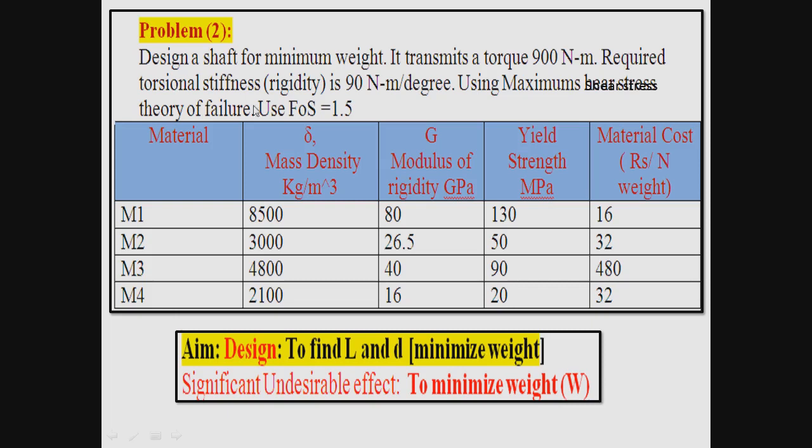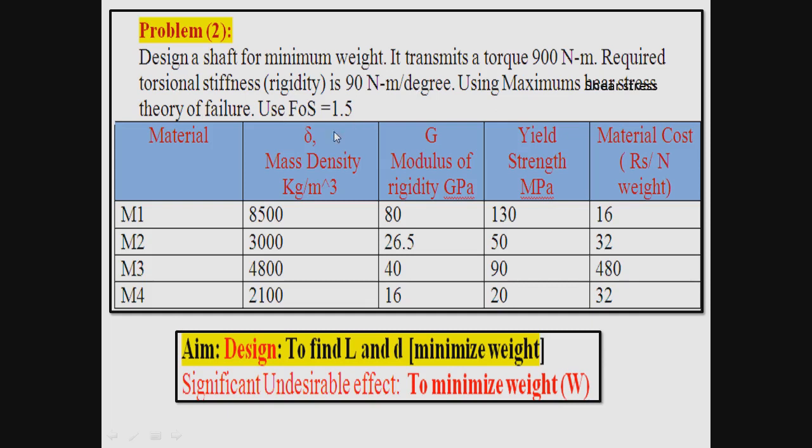The required torsional stiffness, which is also called the rigidity, is 90 Newton meter per degree. Torsional stiffness or rigidity means torque upon angle of twist. Using the maximum shear stress theory of failure, use a factor of safety of 1.5. So here we need to design the shaft for minimum weight. Weight minimization is the optimization parameter. This is the parameter which we need to consider for optimization.